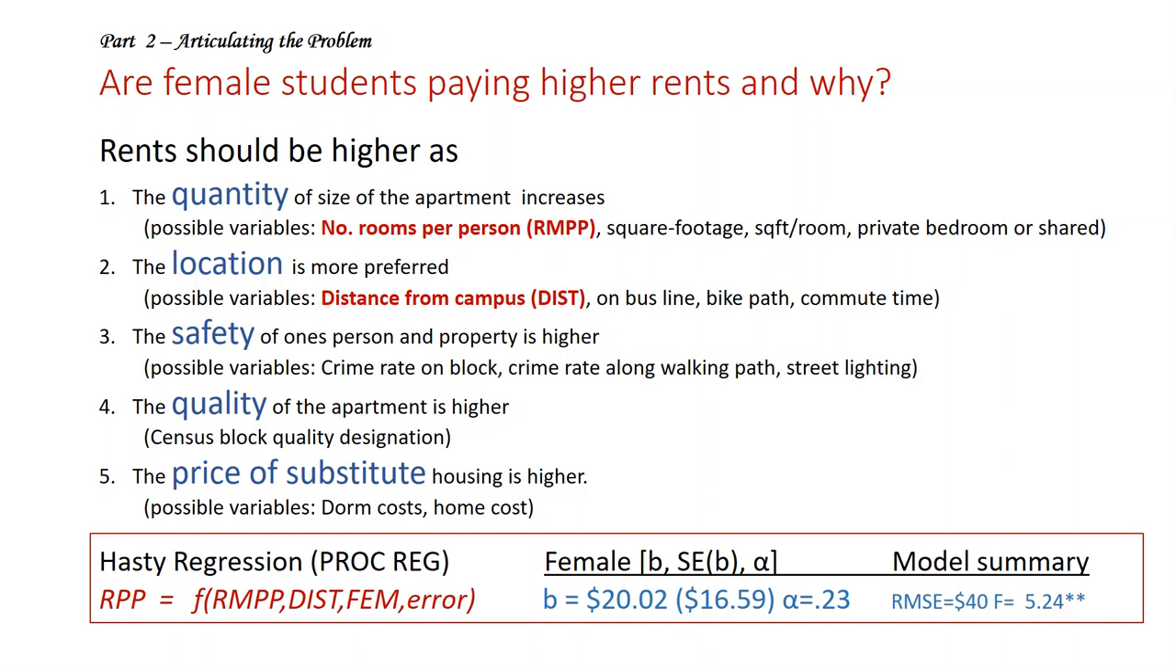Now we're going to call this model 1. We're going to take the 3 variables that we have: rent per person as our dependent variable, and rooms per person as an explanatory variable, and distance from campus. And this is really one of our primary variables, as it turns out, in that there's a real difference between males and females in distance. And then we say, given those two, holding those constant, does female make a difference? And our example here was, no, it does not.